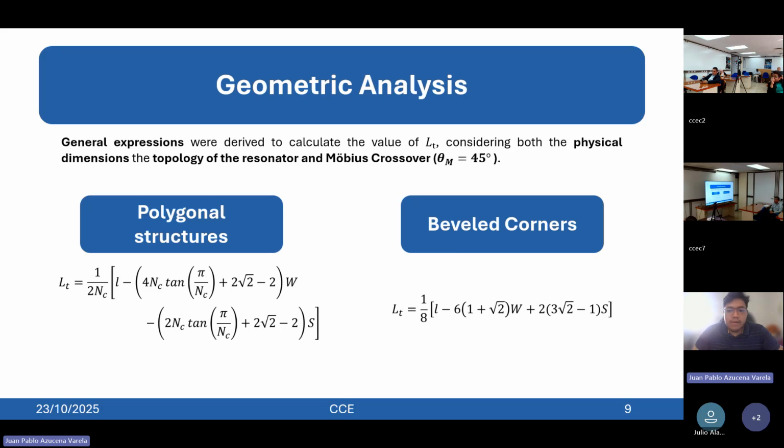Okay, here we summarize the geometric results obtained. This equation allows us to calculate the specific length of the resonator considering its physical dimensions and its topology. On the left, we have a general expression for polygonal structures, which depends on the number of sides. On the right, the case with 45 degree bevel corners. This expression provides a foundation to integrate geometry into the mathematical model of oscillation frequency. It's important to say that this equation considers that theta m is equal to 45 degrees.